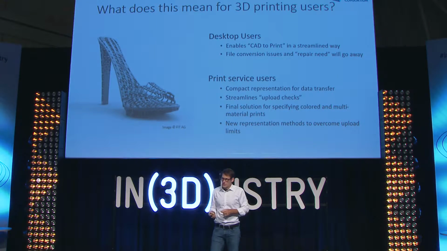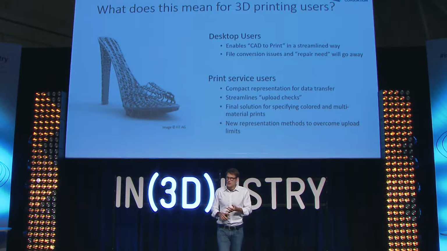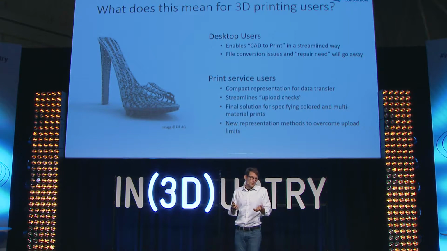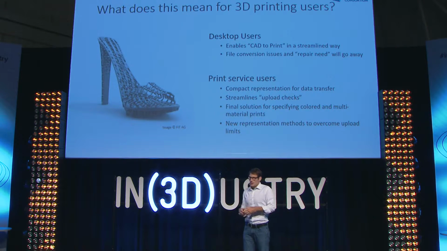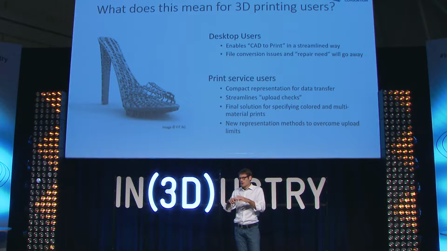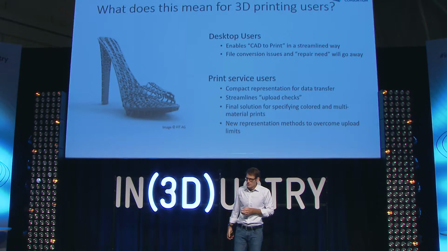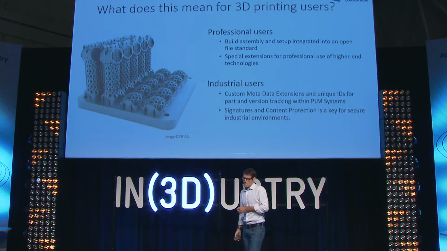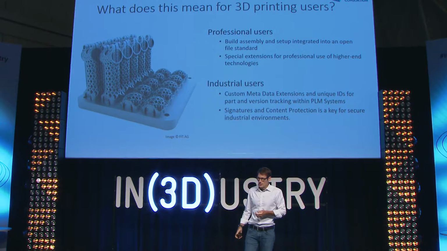And then if you're a print service user, it's compact, so it's easy to send. It's also complete and encapsulated, so you don't have to send a lot of extra information with your part when you send it up to the service bureau. It is actually sufficient to specify color parts, to specify figurines and things that are basically 3D geometry with a 2D texture wrapping.